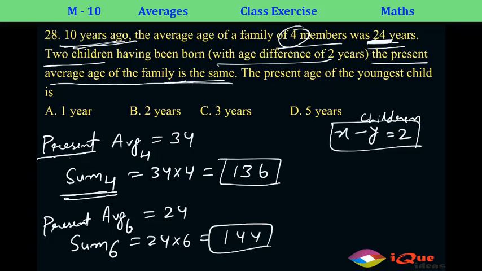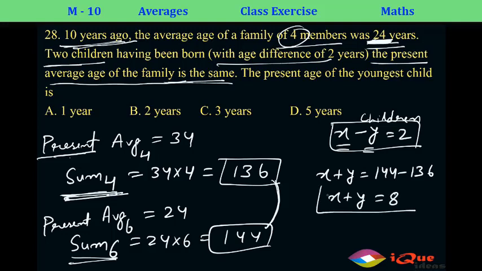Right? Now what is the difference between the sum of 4 people and the sum of 6 people? It will only be the difference of the children's ages. That means the children's age total has to be the difference of 136 and 144. Children's ages we have taken as x and y, so x plus y should be equal to 144 minus 136, so x plus y equals 8. Understand this? The sum of 4 people is 136, the sum of 6 people is 144, so the 2 children's ages together would be the difference of 144 and 136. So it has to be 8 years.